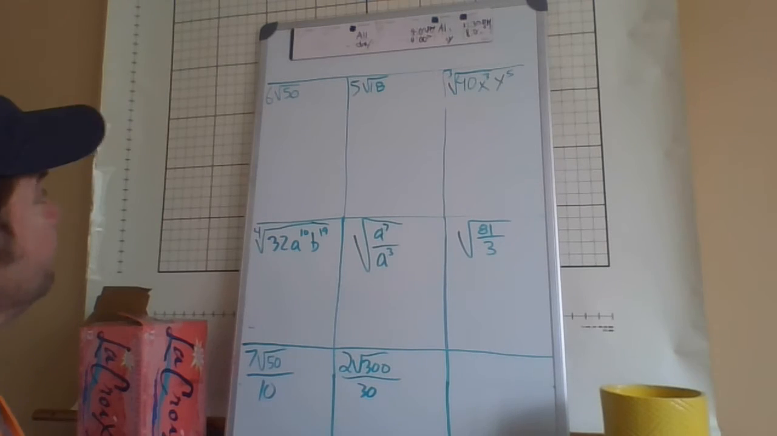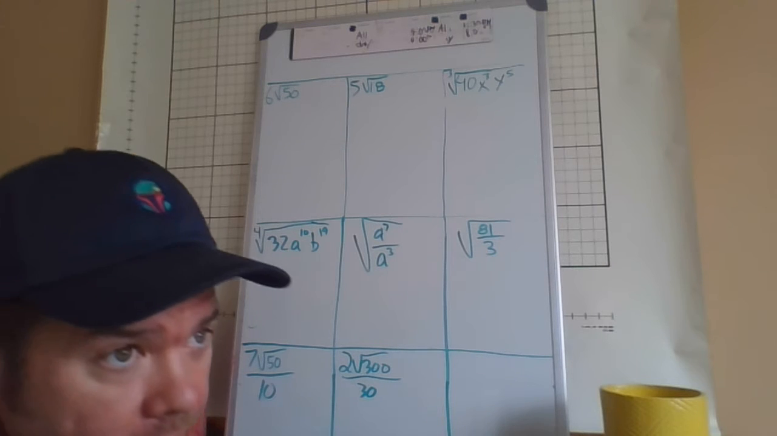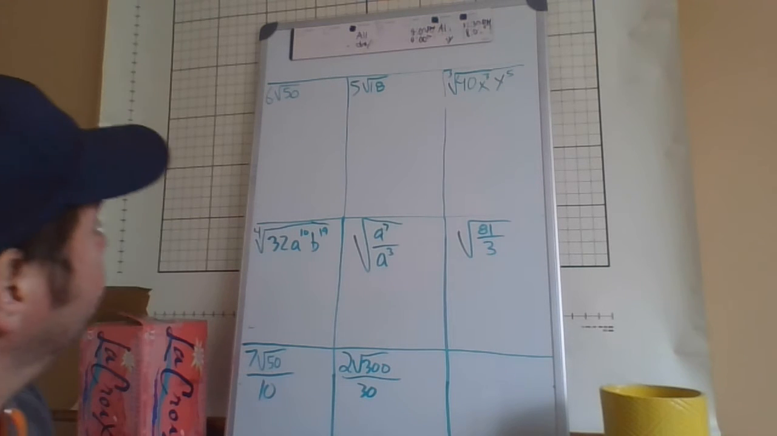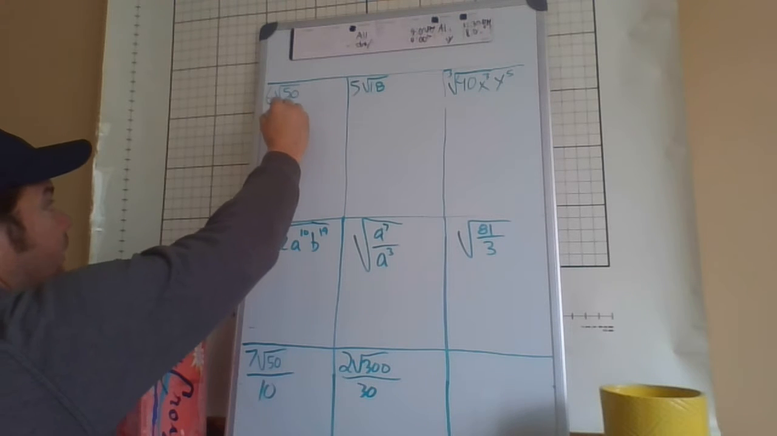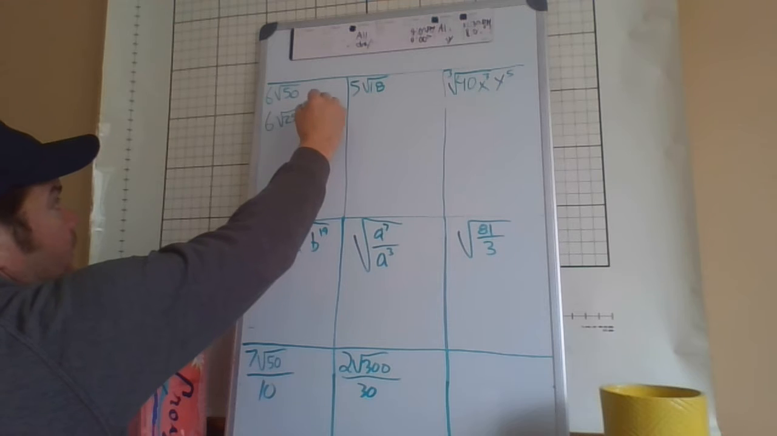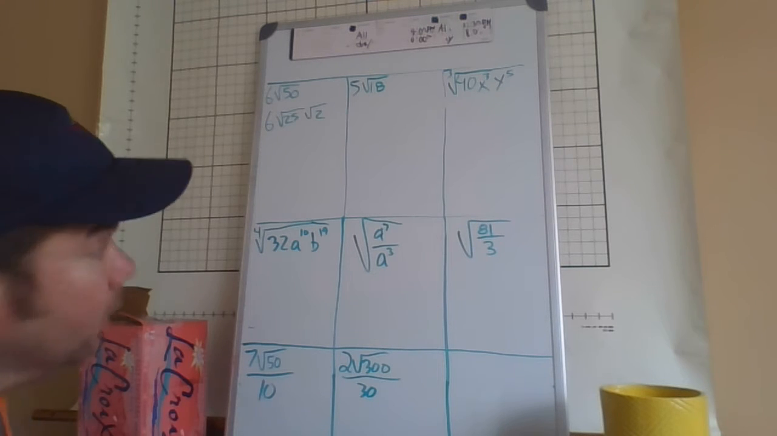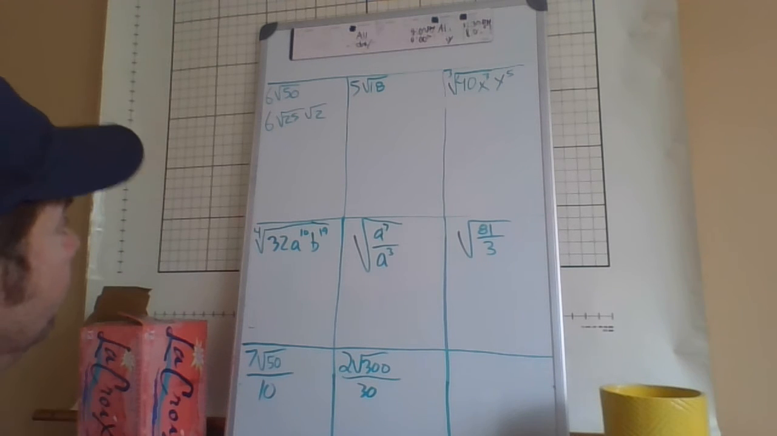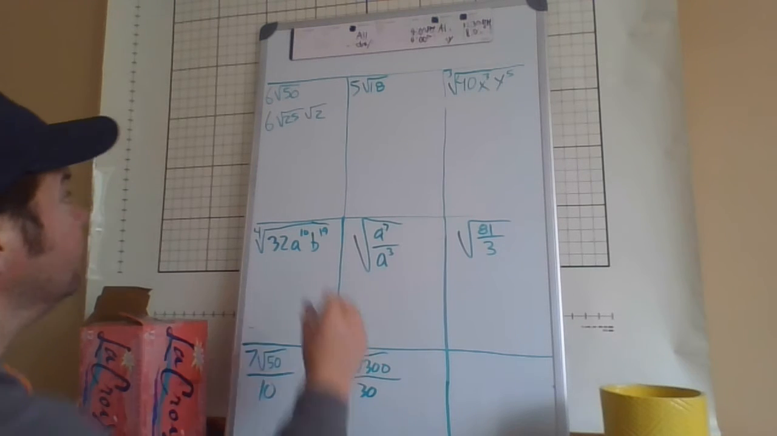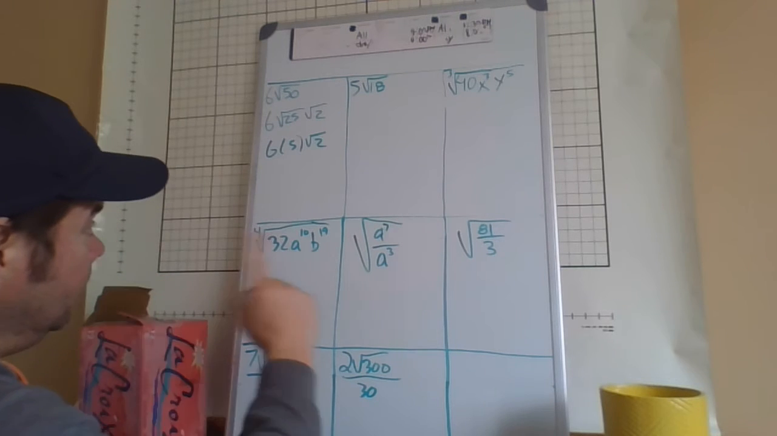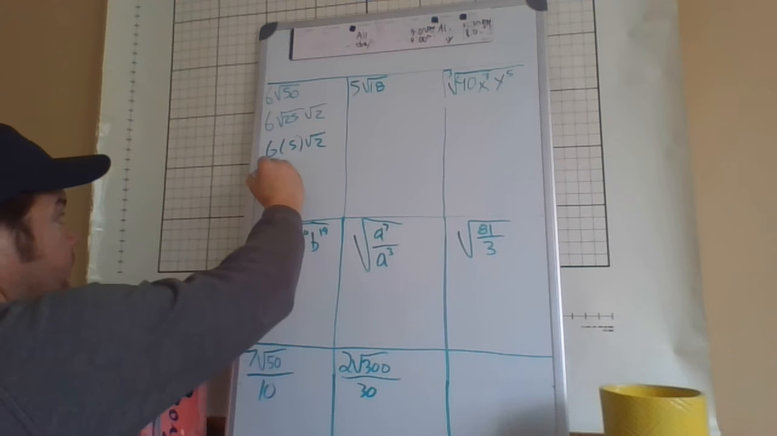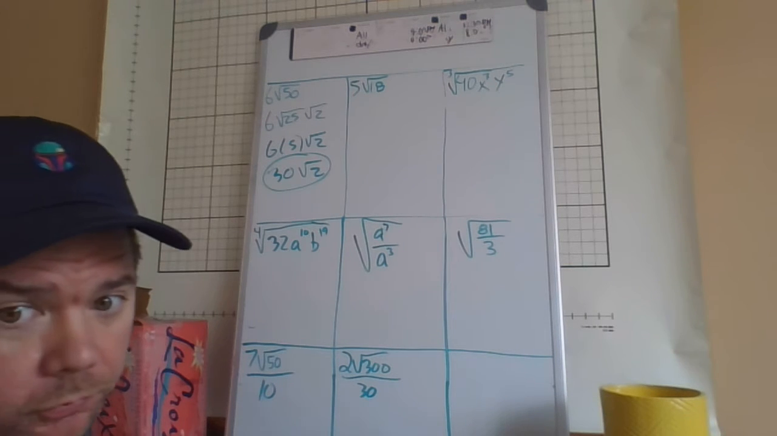6 times the square root of 50. What are the perfect square factors of 50? I think 25 is the biggest one. So this is going to become 6 times the square root of 25 times the square root of 2. Then I just have to simplify what I can simplify. Square root of 25 is 5. So I've got 6 times 5 times the square root of 2, and 6 times 5 is 30. So my final simplified result is 30 times the square root of 2.